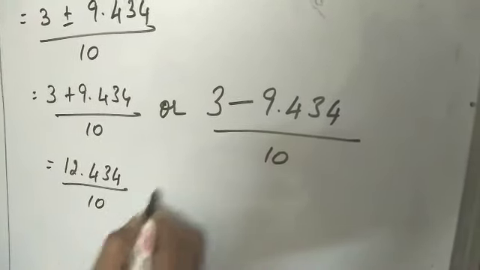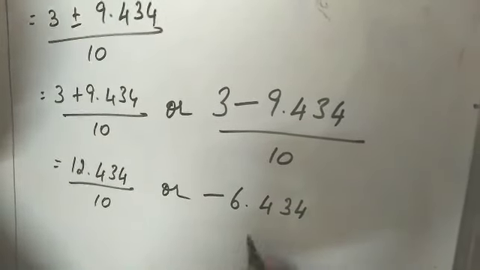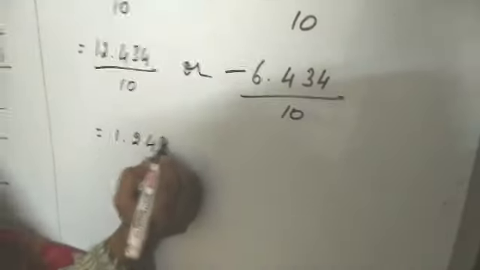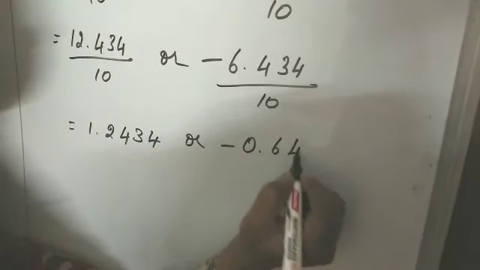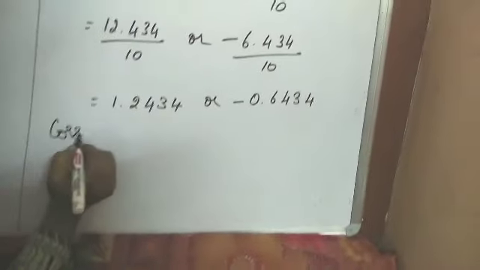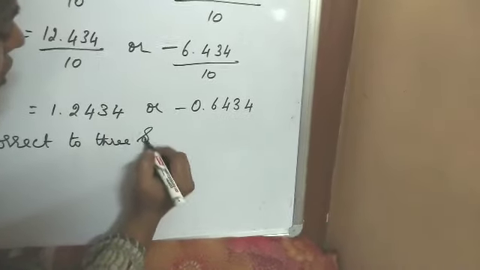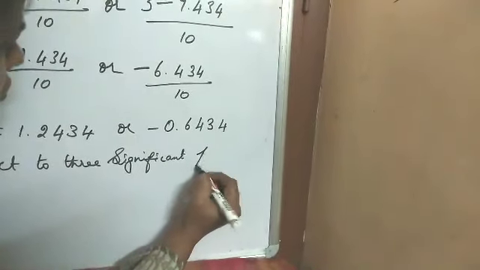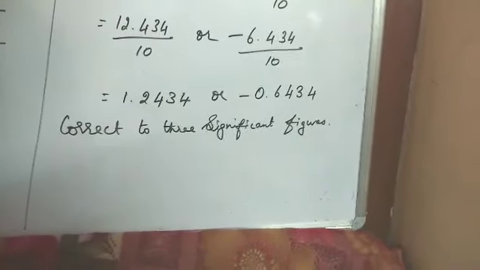So you will get 12.434 upon 10 or minus 6.434 upon 10. So 1.2434 or minus 0.6434. What is given in the question? Correct to 3 significant figures. We have to get the answer in 3 significant figures.